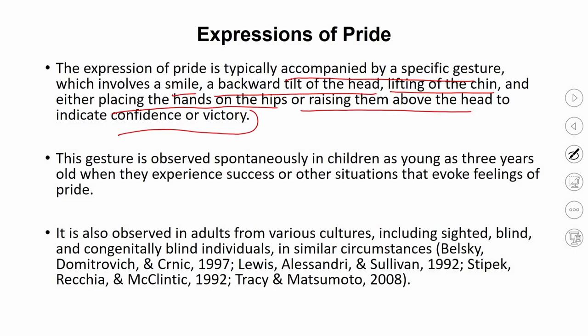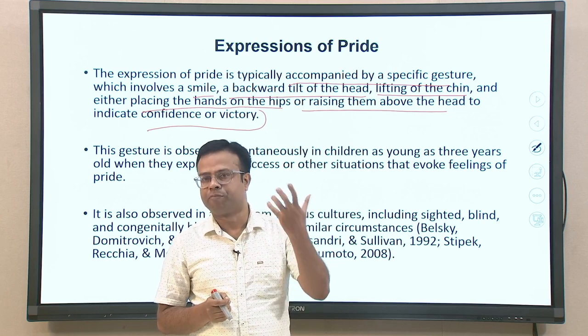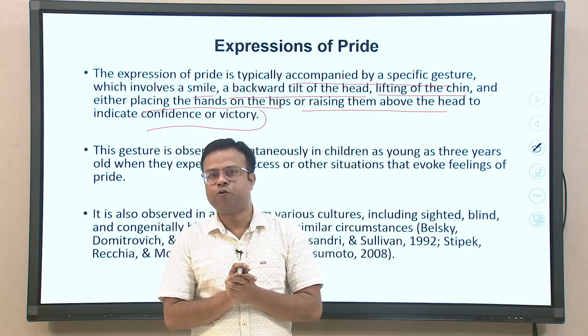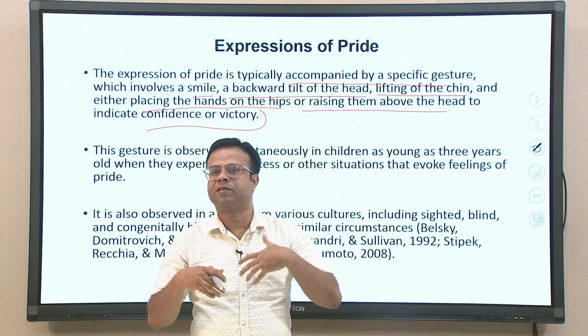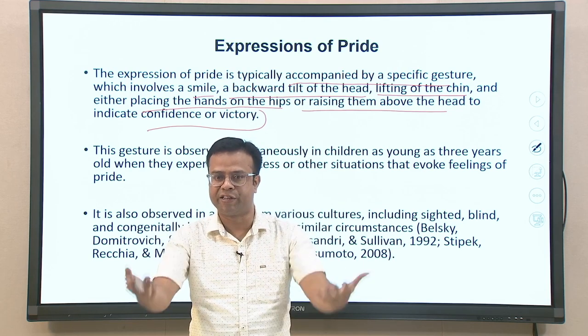The gesture is observed spontaneously even in children as young as 3 years of age. Even children as young as 3 years of age can express the emotion of pride with some of these expressions. And it has also been observed that people from diverse cultures, even people who are blind from birth, could also express similarly when they want to express pride as an emotion.